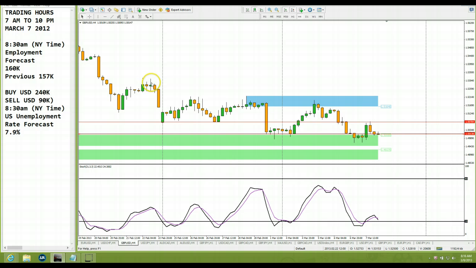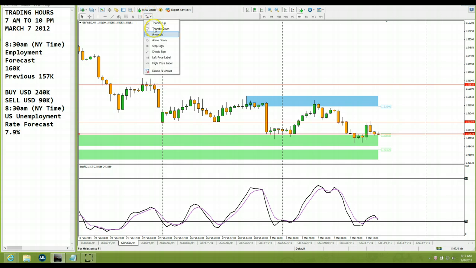Not quite a false break, but it still qualifies because it tried to break above the body of the candles, which was the support, the resistance, and it failed, and you would sell on the next candle. Okay, right there, you would sell on this candle there.